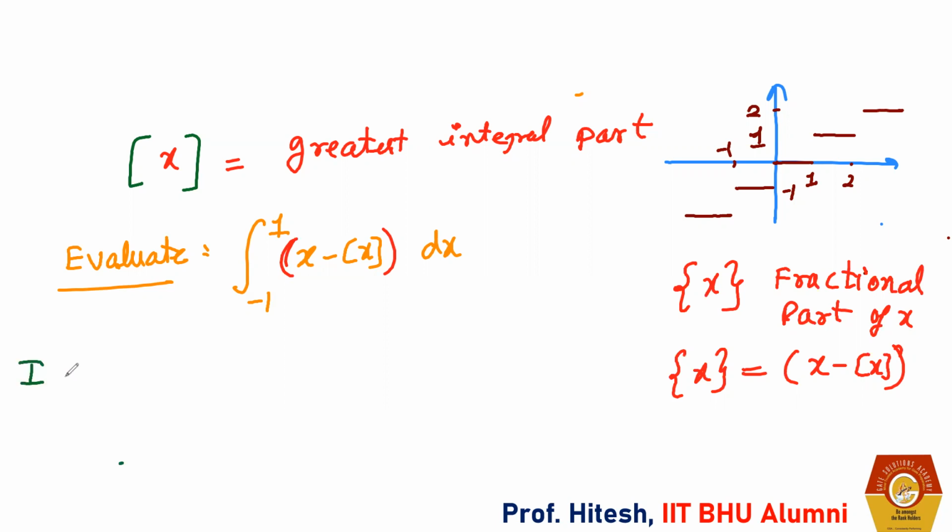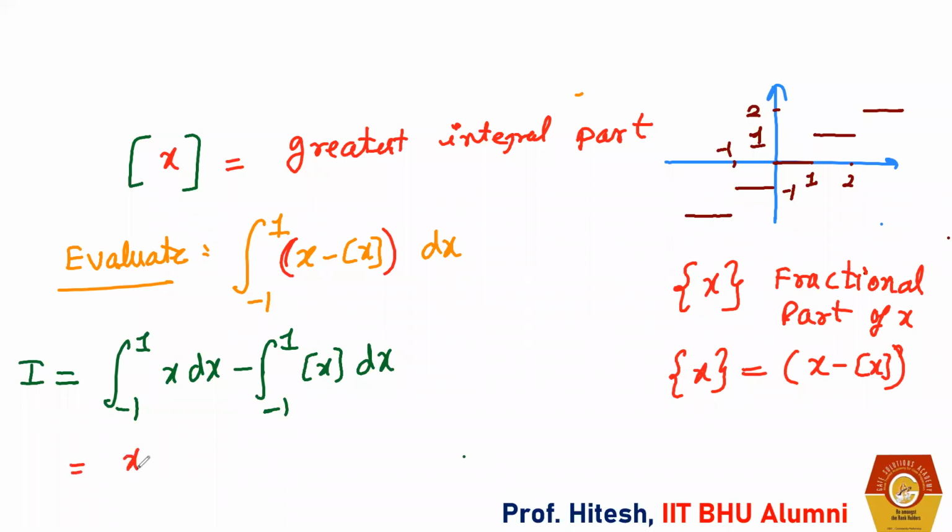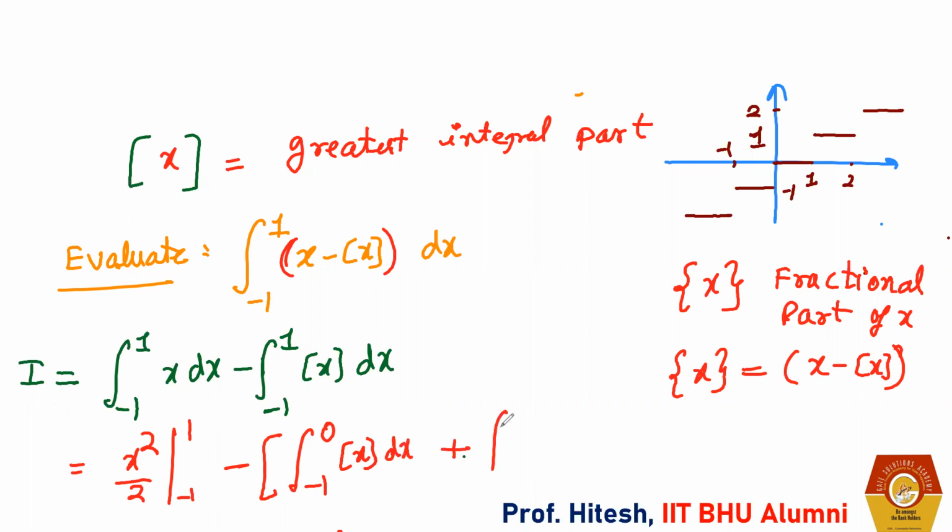So the integration I is equal to integral minus 1 to 1 of x dx minus integral minus 1 to 1 of the greatest integer function x dx. Okay, so now this is minus 1 to 1 of x square upon 2, minus, now I will break it into minus 1 to 0 and 0 to 1.